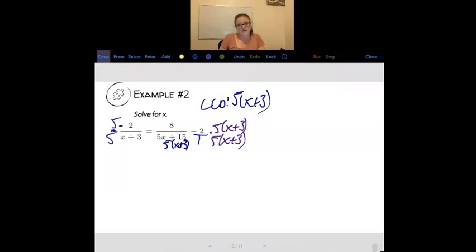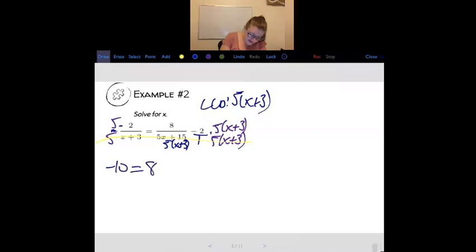At this point, for the sake of space, I'm going to let go of the denominator. If you have questions about that, feel free to contact me or check out the previous video on solving equations with fractional coefficients. I'm going to let go of the denominator so I can save some room. 5 times negative 2 is negative 10 equals 8.